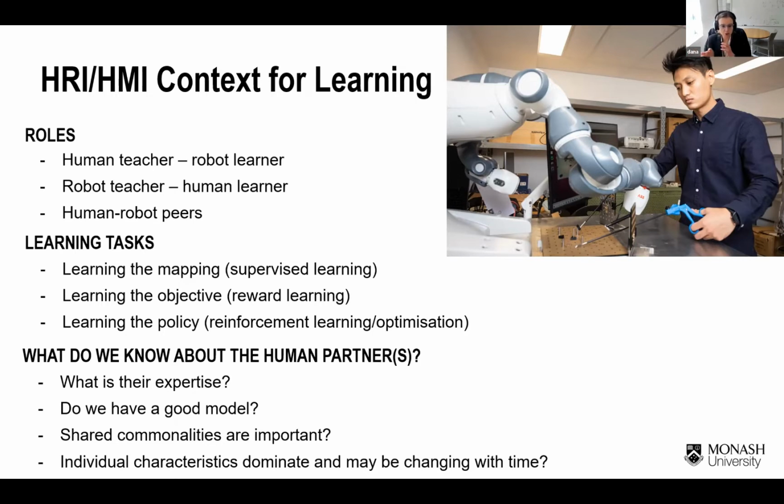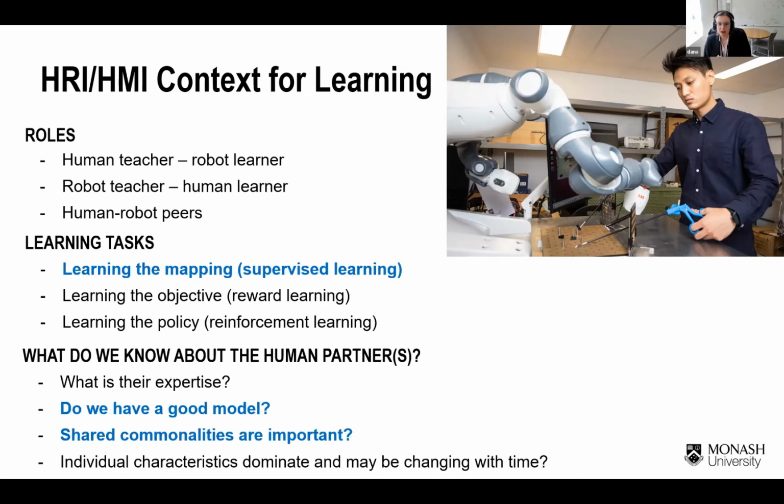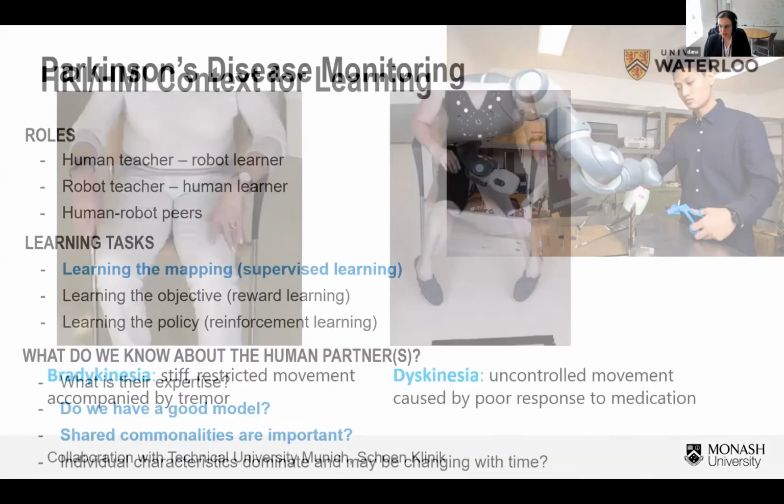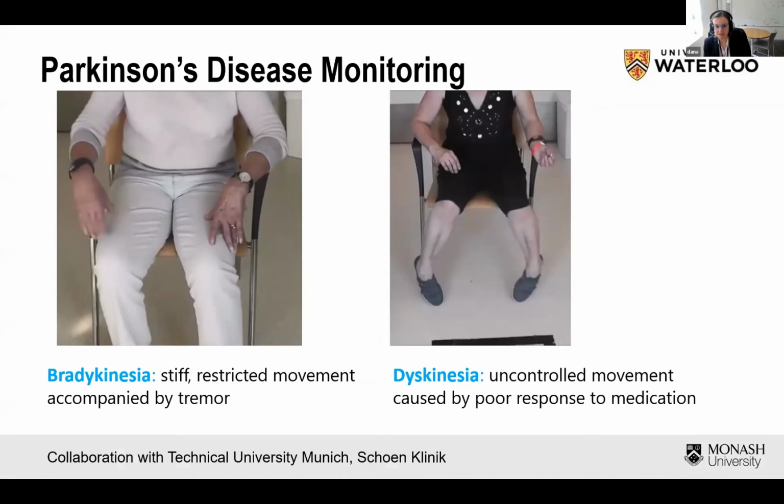So in this talk, I want to share two different examples that highlight different types of learning tasks and assumptions that we can make about the human participants. In the first example, I will look at a case where the learning task is a mapping from sensor data to user state. In this case, we're dealing with supervised learning, where we try to solve the problem by assuming that there are shared commonalities between different users and that we have some model information that we may be able to leverage to help us solve this task. The particular example is Parkinson's disease monitoring.